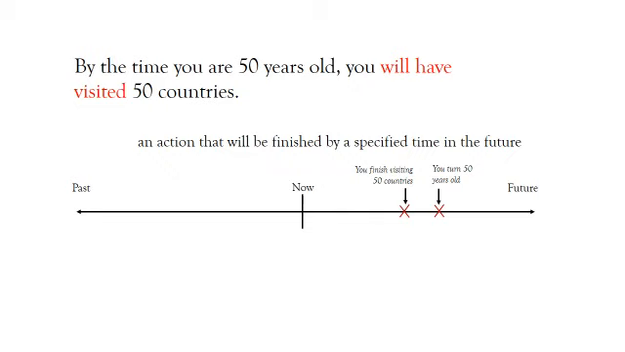By the time the action described in the first clause, which is the dependent clause, the action mentioned in the second clause, or the independent clause, will already have been completed. And this is an example for future perfect tense.